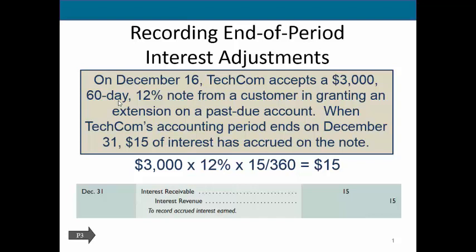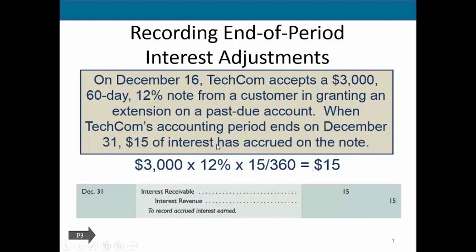The way we do that is by showing the portion that we have earned, or $3,000, multiplied by 12%, and then how many days have passed. 15 days out of a year, so 15 divided by 360. So how much have we earned? We have earned $15 of interest.